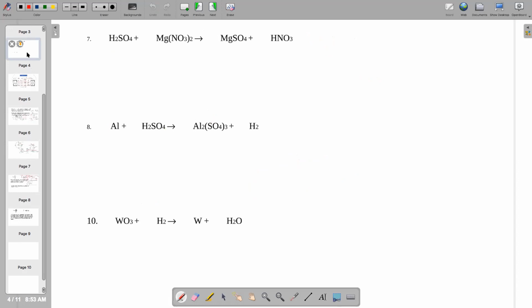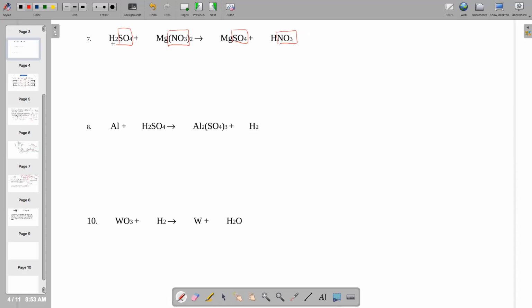All right, then 7, 8, and actually 9, but 10 or whatever. Again, look at the polyatomic ions. You see there's this SO4 and an SO4, and then on the right or left there's this nitrate, NO3, and there's an NO3 on the right. So deal with balancing the chunks of stuff, not the individual atoms in this case.